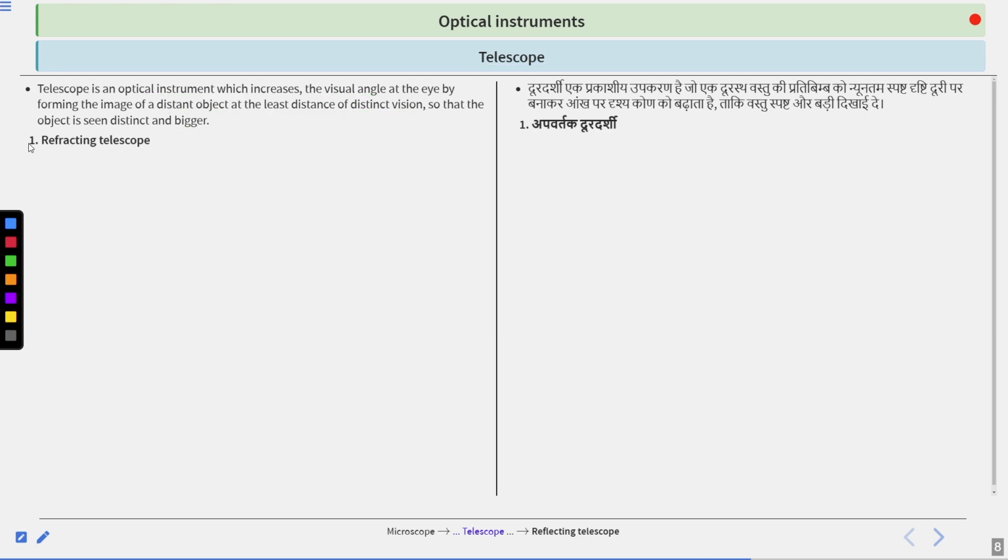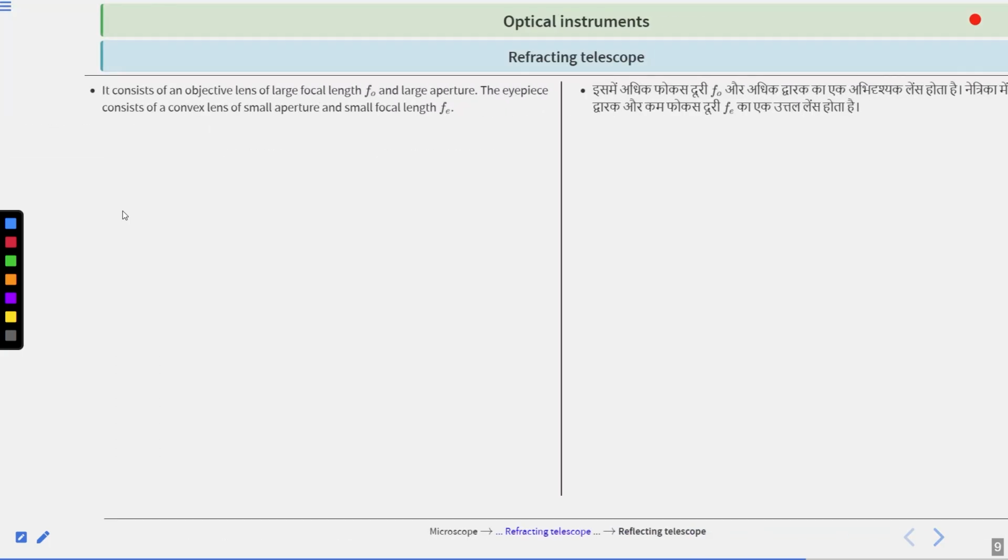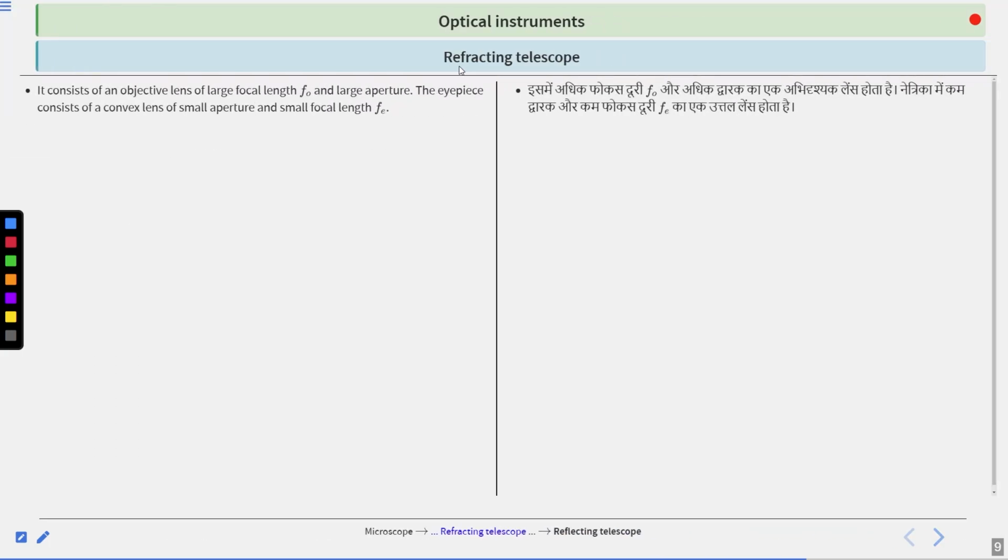There are two types of telescope. First is refracting telescope, second is reflecting telescope. Clear? So first is refracting telescope.